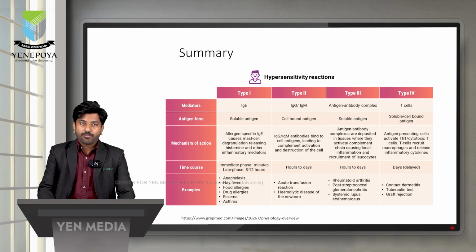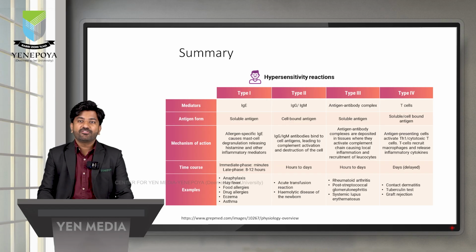The mediator for type 1 is majorly IgE, whereas that of type 2 is IgG or IgM. Type 3 immune reactions will have antigen-antibody complex as the mediator, whereas type 4 will have T lymphocytes. The antigens resulting in these reactions: you can see that soluble antigens are the ones which induce type 1 and type 3 reactions, whereas type 2 is majorly induced by cell bound antigen, whereas type 4 can be caused by both soluble as well as cell bound antigens.